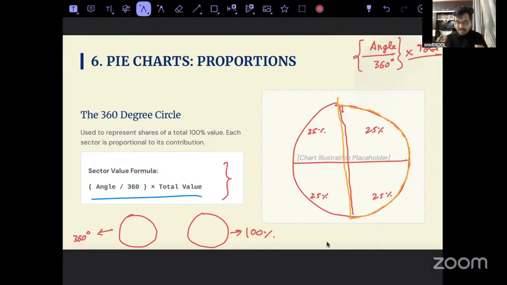If not, let me tell you. This is 90 degree. This is 90 degree. Okay, let me change the color. So how much is it? 90 degree by 360 degree. This is one, we can also say this is 1/4 part, this is 1/4 part, this is 1/4 part, and this is 1/4 part. So how to calculate the values? I'll tell you. 90 degree upon total angle.